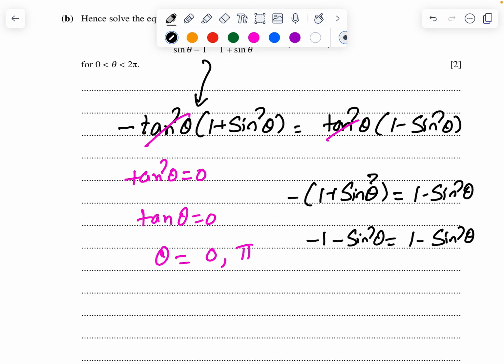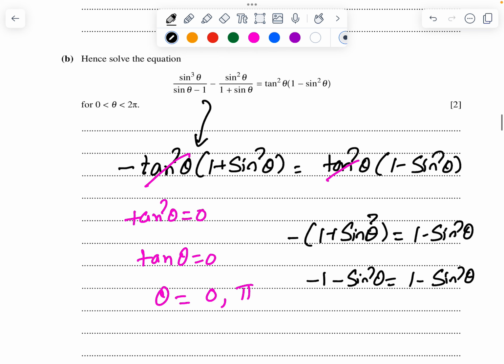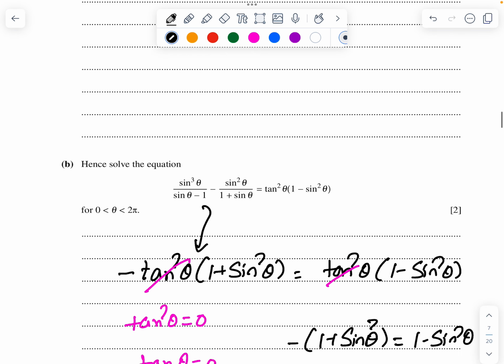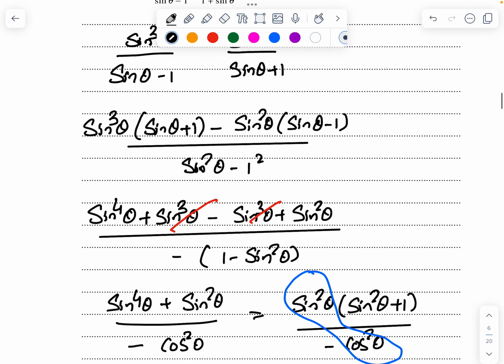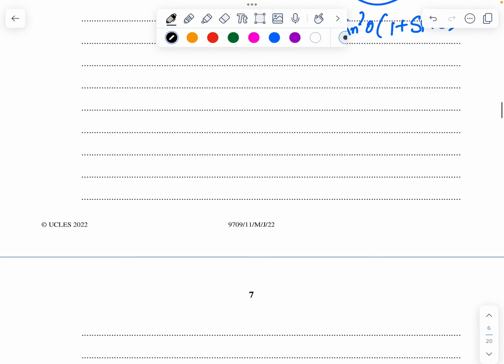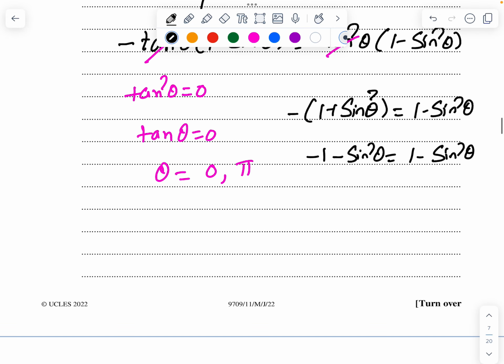So what is that? This does not give any solution at all, because 1 + sin²θ equals 1 − sin²θ does not give any meaningful solution. So therefore, no solution.